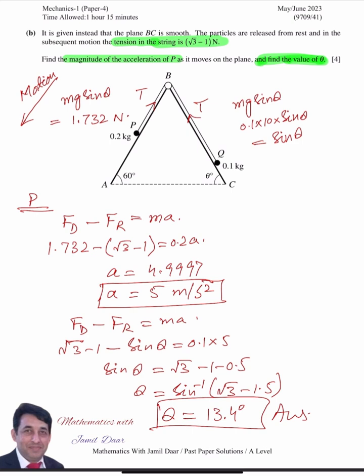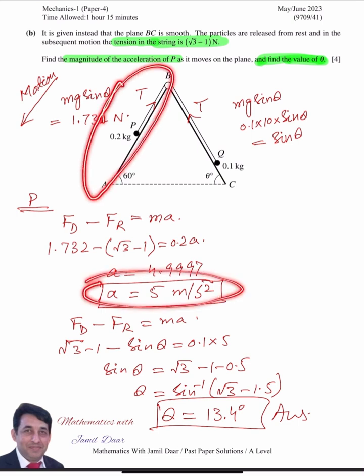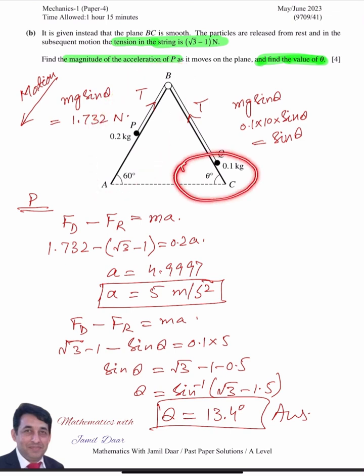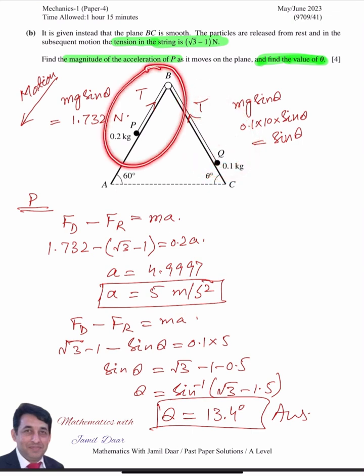So we were supposed to find out the acceleration of P. We found the acceleration of P by using the moving system of P, and then we found the angle with this system. In this system of motion, this is driving and this is resistance. And in this system of motion, this is driving and this is resistance. T, the tension, is resistance. Hope you have got it.